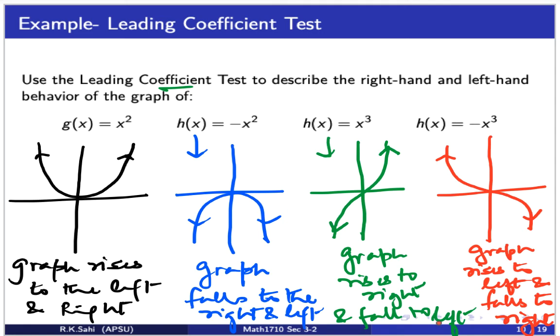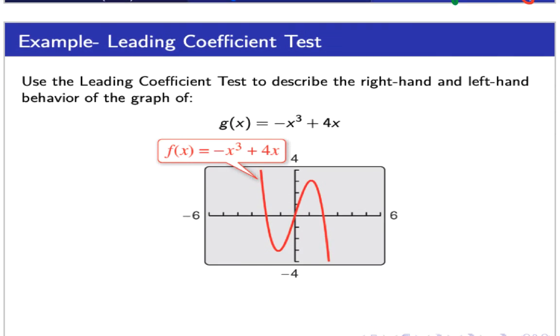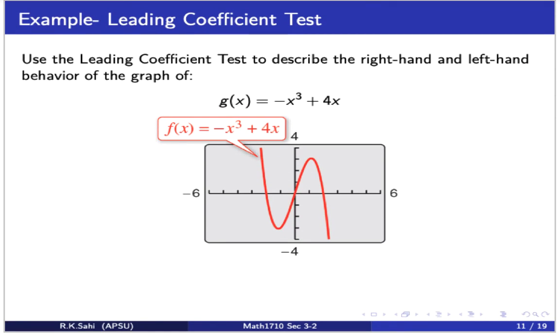Now let's take another example, which is not these simple ones, a little different one. Here, we are using the leading coefficient test to describe the right hand and the left hand behavior of the graph of this function, minus x cubed plus 4x. Okay, so let's look at this one. Now, first of all, this is how the graph looks.